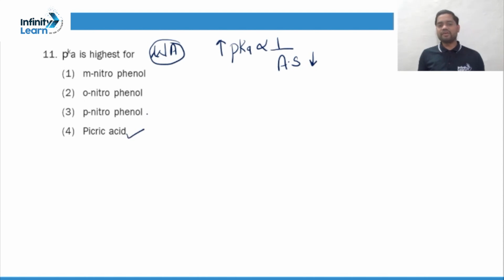After picric acid, the strongest acid is paranitrophenol. After that, it is orthonitrophenol. After that comes the metanitrophenol, and hence the right answer over here will be option number 1. Is that thing clear? So for the 11th, option number 1 is the right answer.